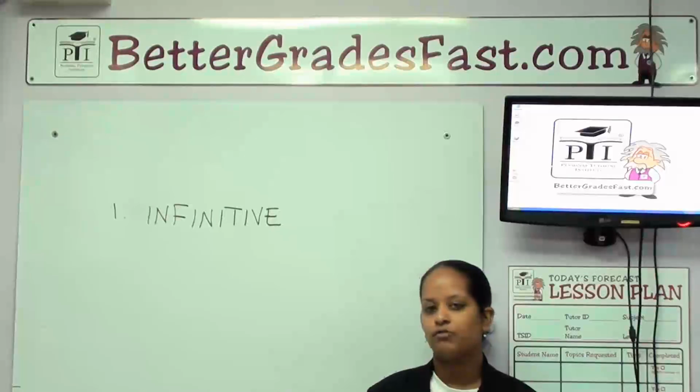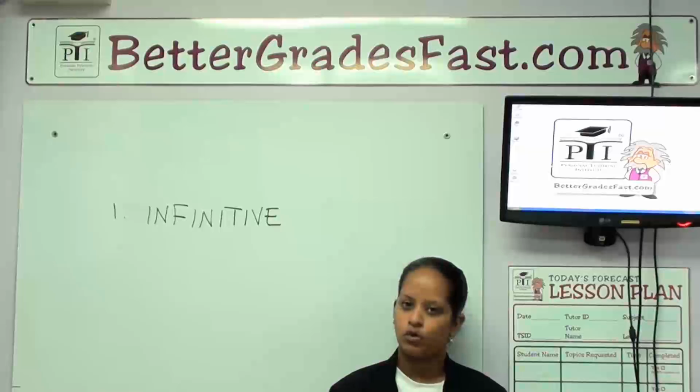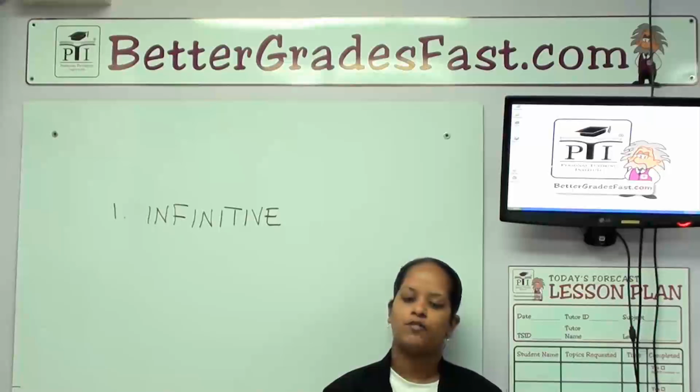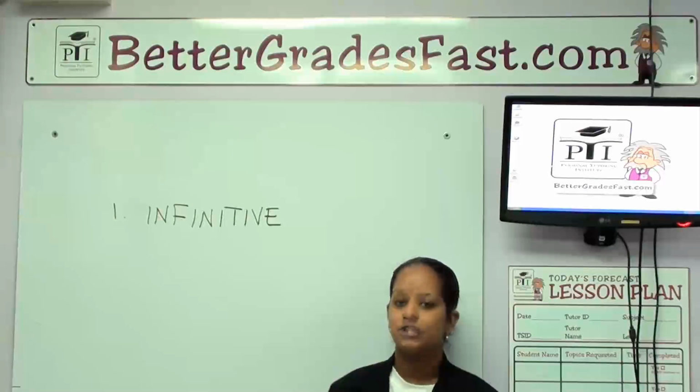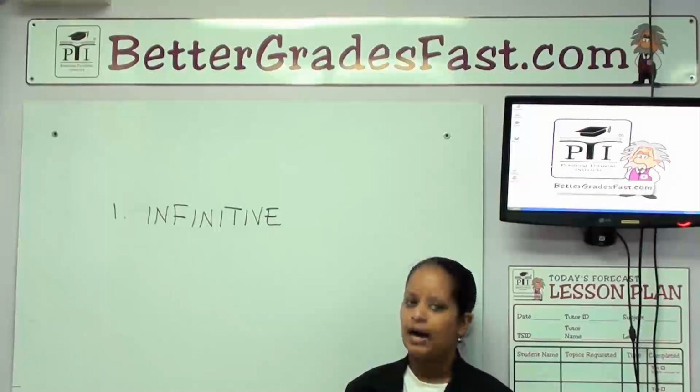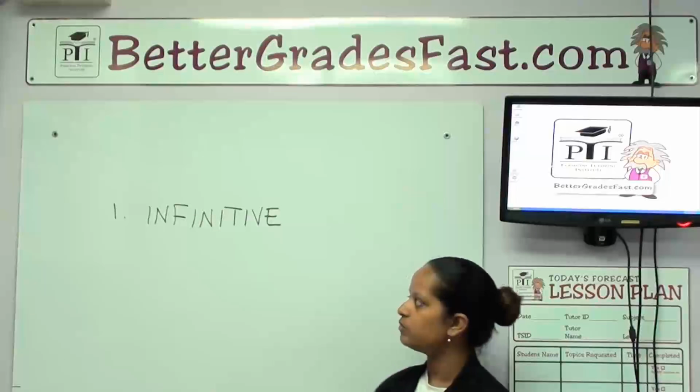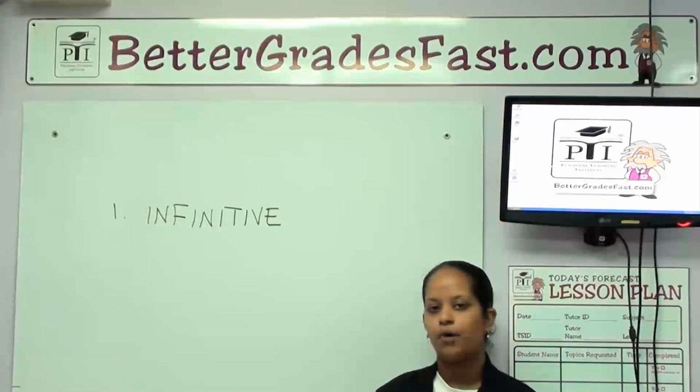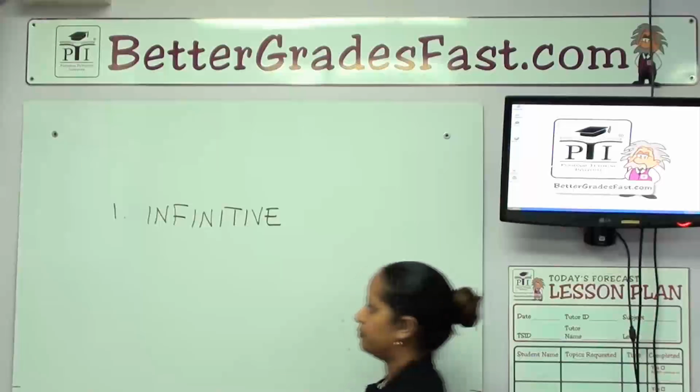Remember that compound verbs require more than one word. That is why you have the word to in addition to your main action word. The other type of compound verb is the present participle.